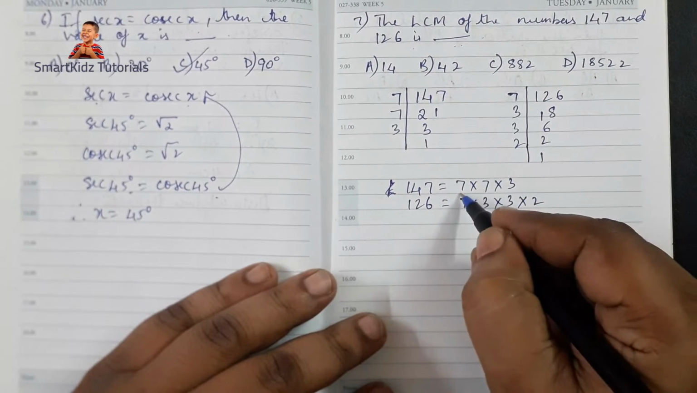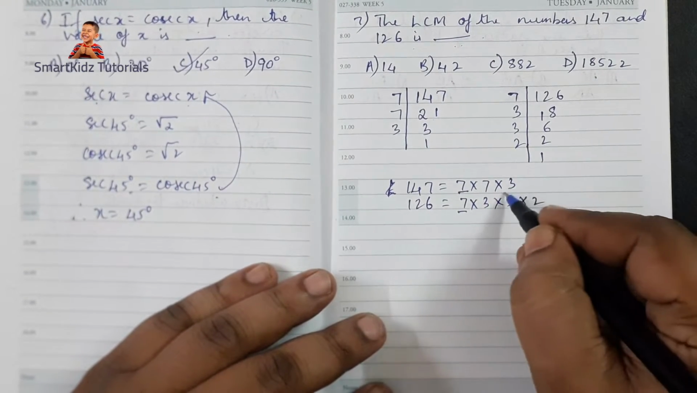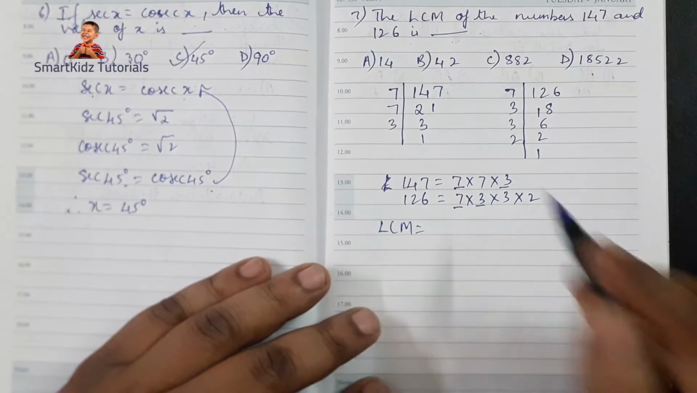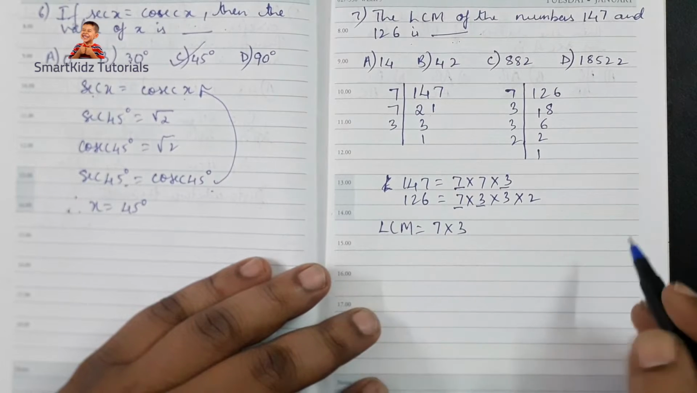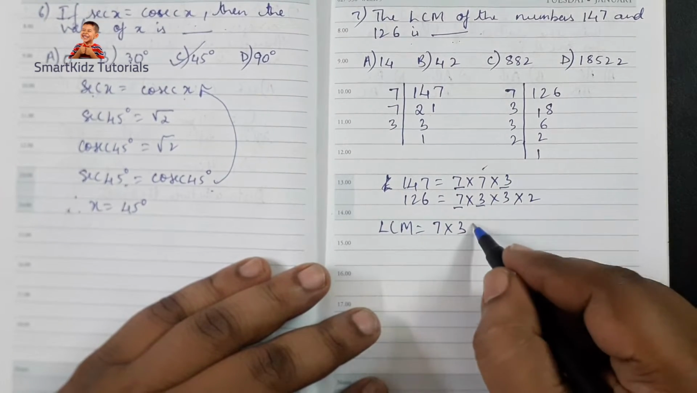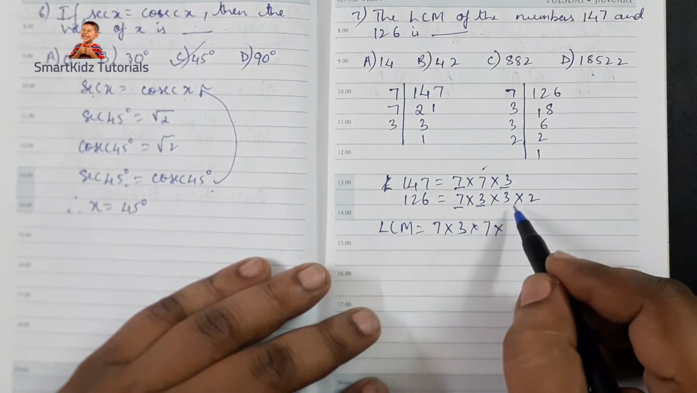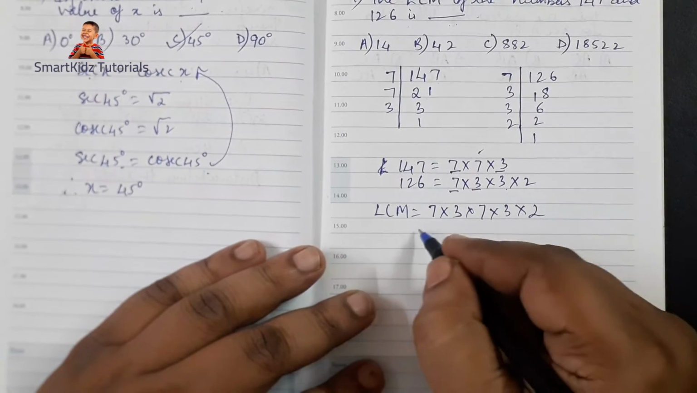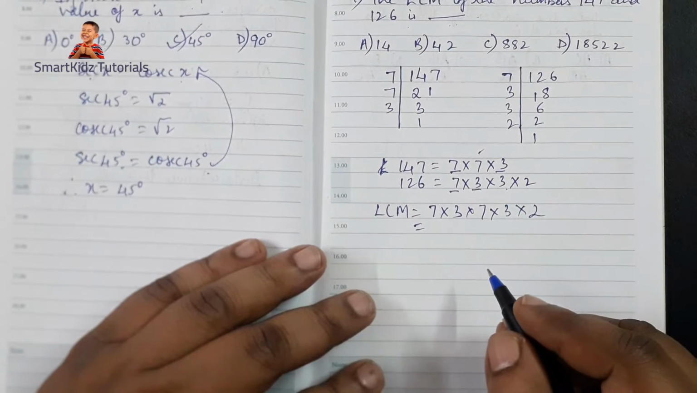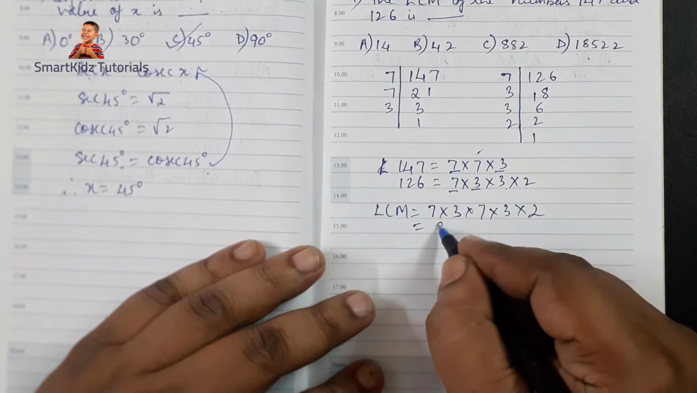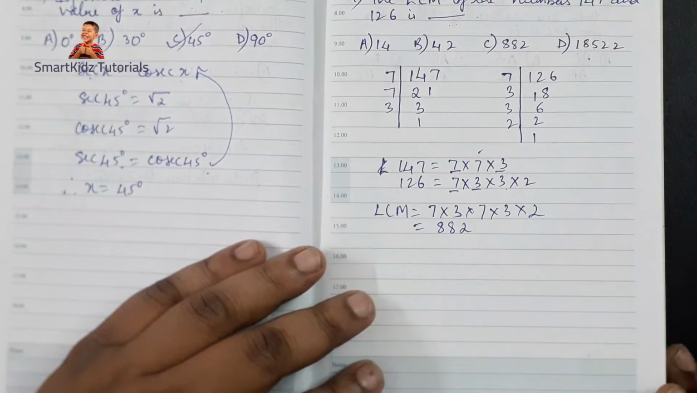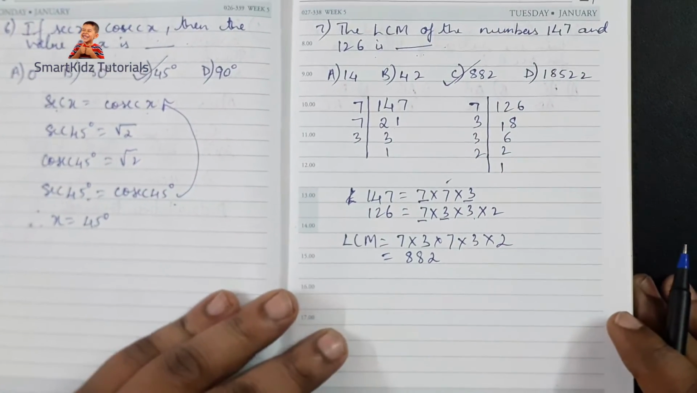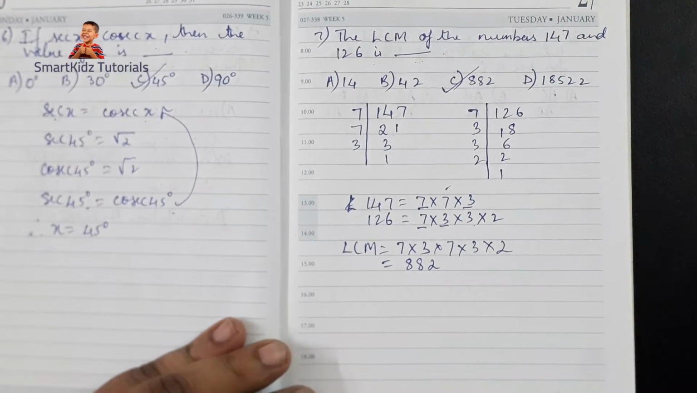What is common between the two? 7 and 3. So we write them down first. We need to find the LCM over here. We write what is common first, 7 into 3, and then we write whatever is left, which is 7 into 3 into 2. And if we find the value of this, it will come to 882. That is C. That is our correct option for this question.